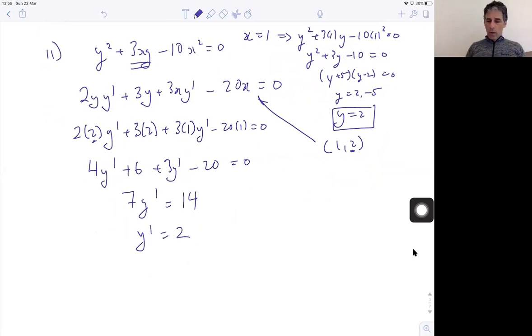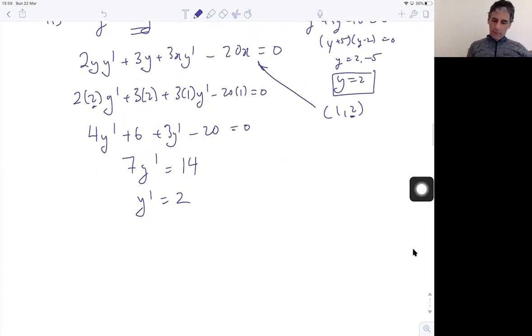Notice I didn't solve for y prime first and then sub the values in. I sub the values in first and then solve for y prime. Makes things a whole lot easier. Now that's the slope of the tangent. So the slope of the normal is the negative reciprocal, or minus 1 over 2. Okay, and that solves that question there.